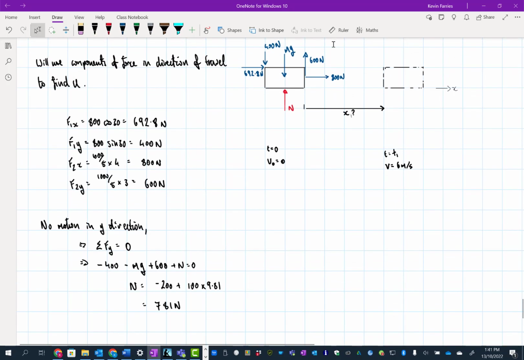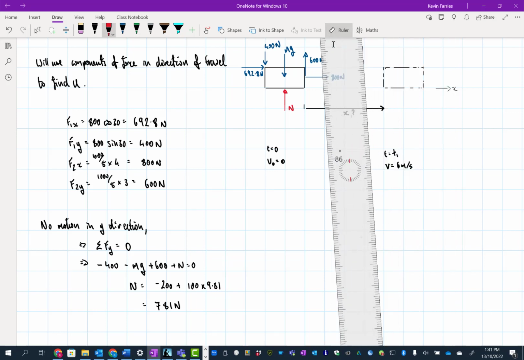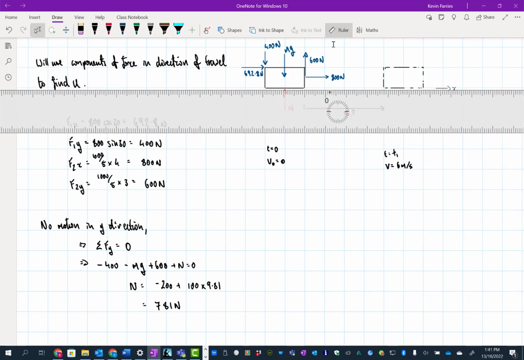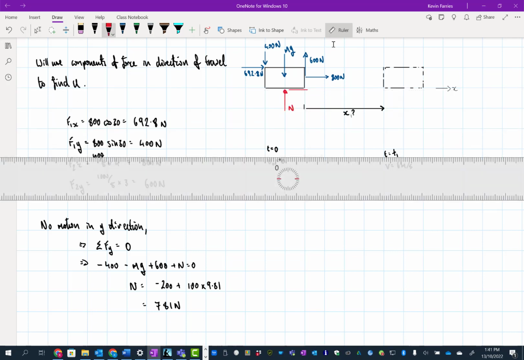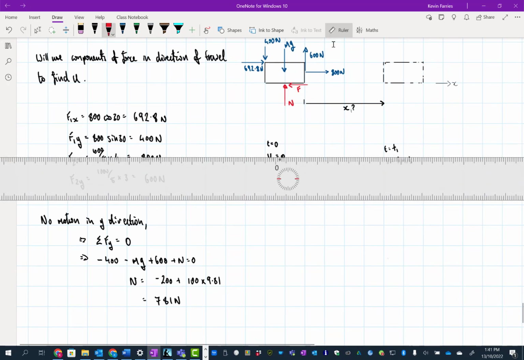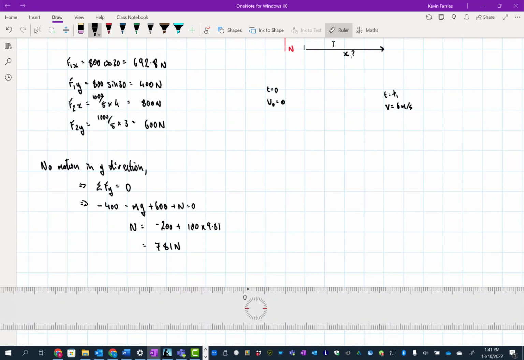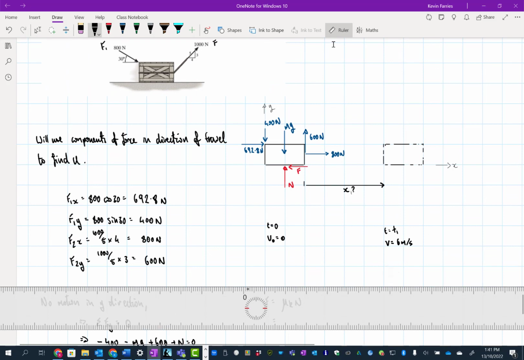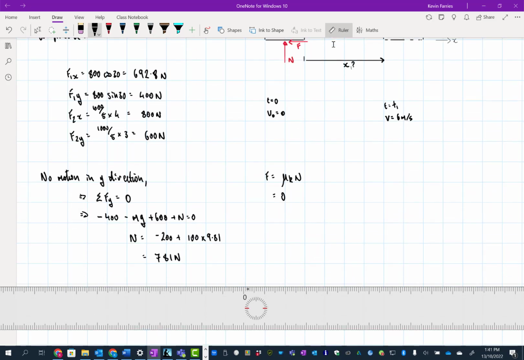And we can figure out, oh, we forgot something in our free body diagram, or I forgot something in my free body diagram. Don't know why I'm blaming you. We need the force due to friction. We can figure out that the force due to friction is the coefficient of kinetic friction times N, which is 0.2. So it's 0.2 times 781, which is equal to 156.2 newtons.